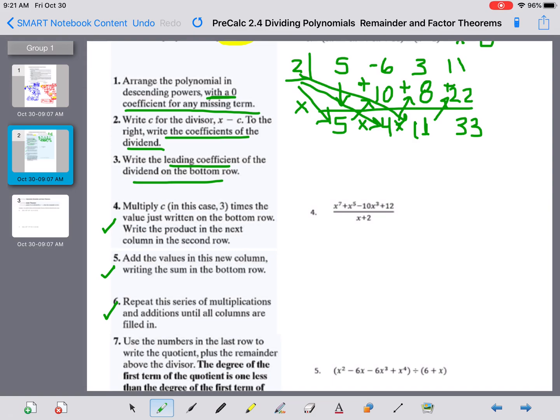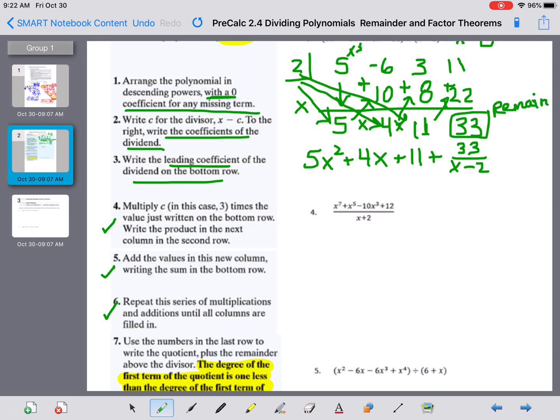Now, we're going to use the numbers in this last row to write the quotient plus the remainder above the divisor, okay? This is where it's super important. The degree of the first term of this quotient is 1 less than the degree of the first term from before, okay? So think about this. Up here, this 5 went to an x cubed, right? So now that we divided, this first one goes to an x squared. So I get 5x squared plus 4x plus 11 with a remainder, so I get 33 over my divisor of x minus 2. Okay, so this last number is always the remainder.